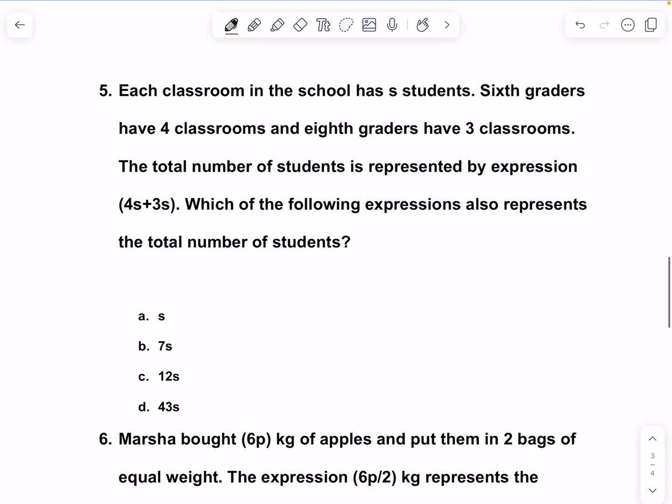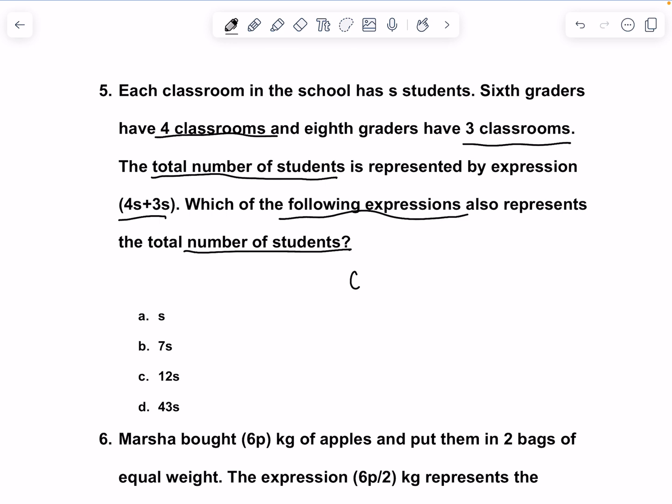Number 5 says, each classroom in the school has S students. 6th graders have 4 classrooms, and 8th graders have 3 classrooms. The total number of students is represented by the expression 4S plus 3S. It's asking us what other expression also represents the total number of students. So we can just simplify. Since they're both the variable S, we can just add that, and that would be 7S. The answer would be B.